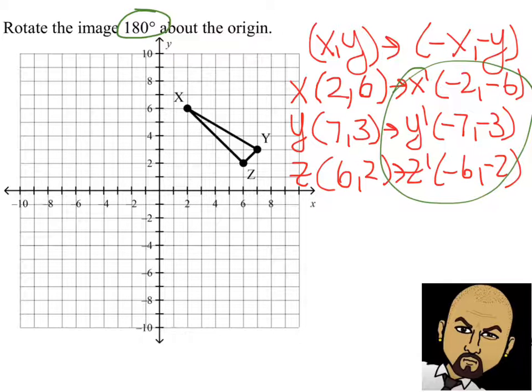Next thing we got to do is take these new coordinates and plot them. And so here's x prime, which is the ordered pair negative 2, negative 6. Y prime, the ordered pair negative 7, negative 3. Connect your ordered pairs as you go, or your vertices as you go. Z prime is the ordered pair negative 6, negative 2. And that's our three shapes. And here we got a rotation about the origin 180 degrees. And as you can see, they're on opposite quadrants, which is a half turn basically.